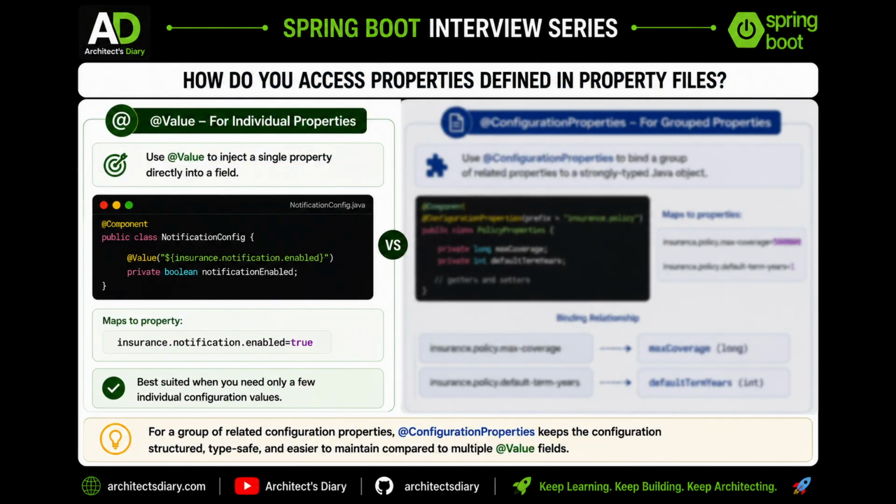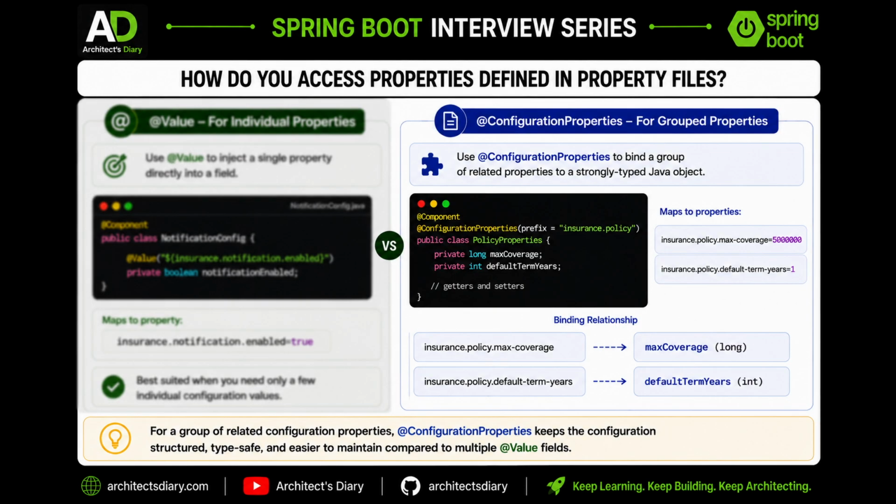Let's look at the @Value annotation. The @Value annotation allows us to inject individual configuration properties directly into the field. In this example, insurance.notification.enabled is defined in the property file. Using @Value with the property placeholder, Spring injects that value into the notificationEnabled field. This approach is simple and convenient when we need only a few individual configuration values.